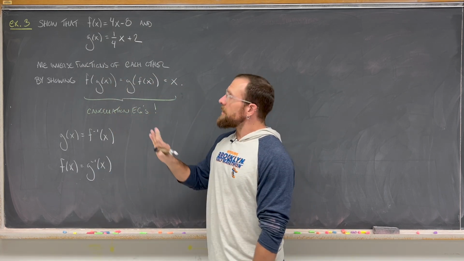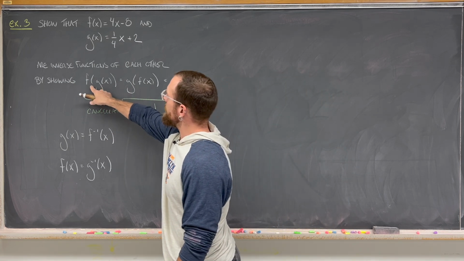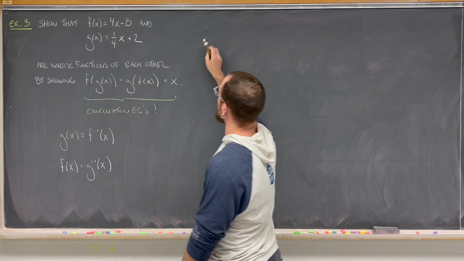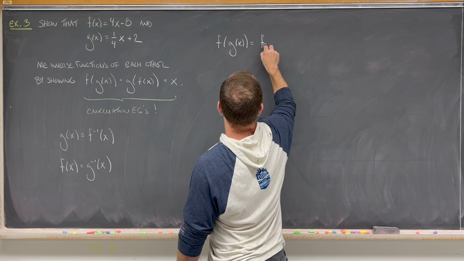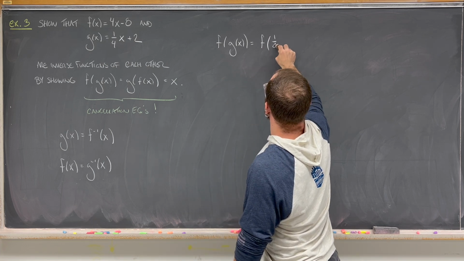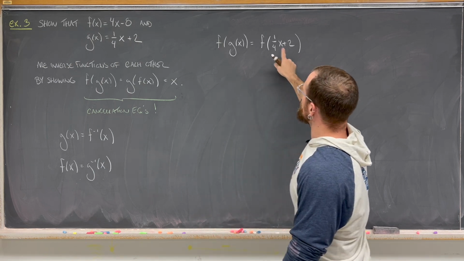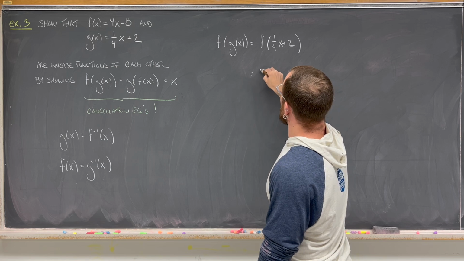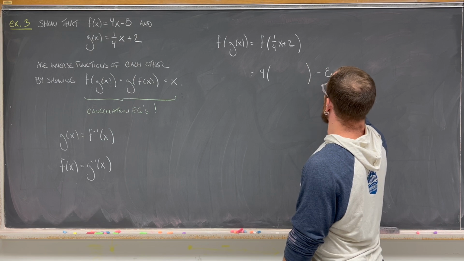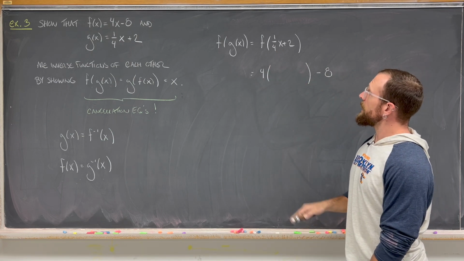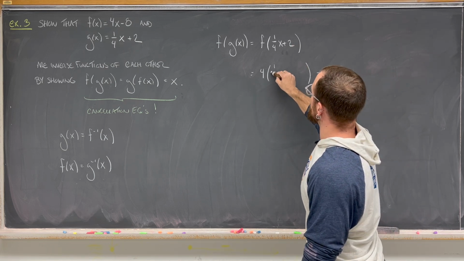Let's see. So I have two things to show, actually. I have to show that f of g of x is x. So let's start there. Let's start with f of g of x. Well, that's f of 1/4 x plus 2. So I have to input an expression into f. What does f do? It takes its input and multiplies it by 4, and then it subtracts 8. That's what f does to its input. If the input happens to be 1/4 x plus 2, then it's going to do that to 1/4 x plus 2.